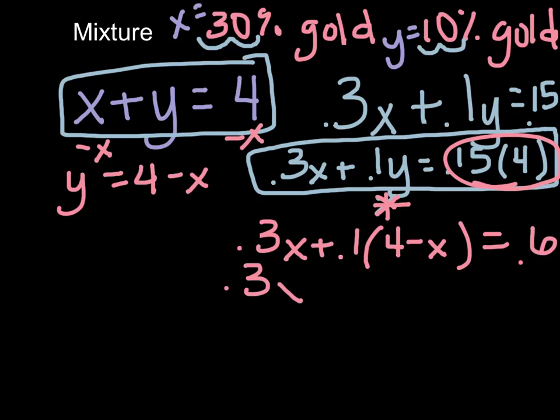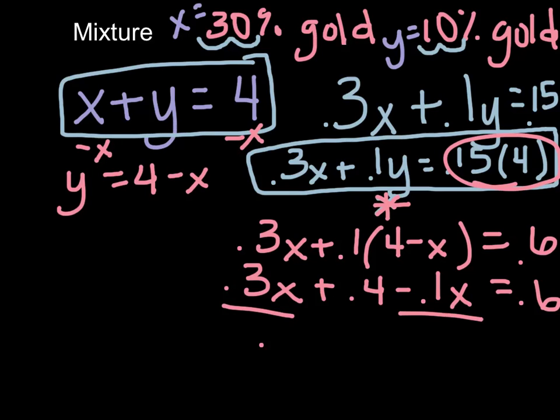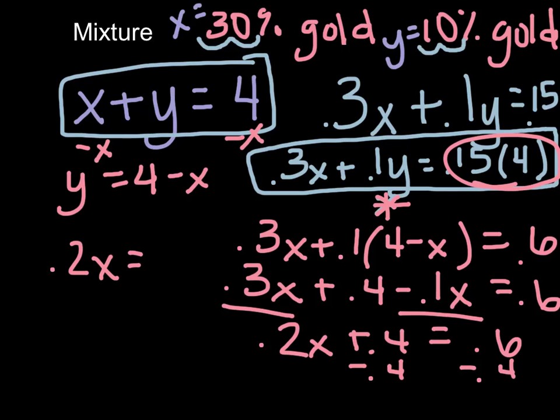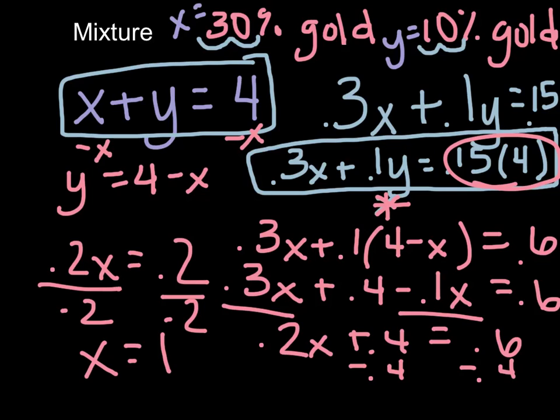So I get 0.3x plus 0.1 times 4. Well, 1 times 4 is 4. You've got that decimal in there, so that's 0.4 minus, distribute, 0.1x is equal to 0.6. Now I'm going to combine like terms, my 0.3x minus my 0.1x, which is 0.2x, plus 0.4 is equal to 0.6. Subtract 0.4 on both sides. I'm going to write that over here, so I get 0.2x is equal to 0.2. Hopefully you're able to follow that with me. And then if you divide 0.2 by 0.2, okay, I solved for my x.